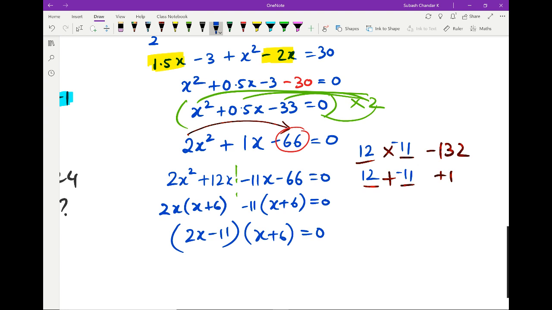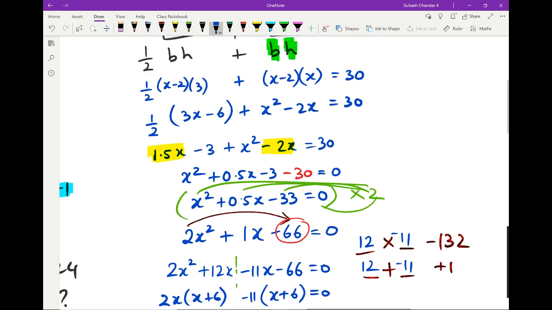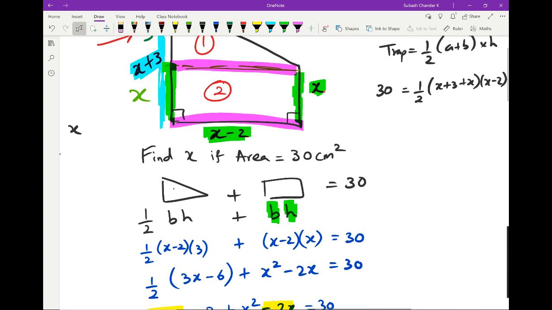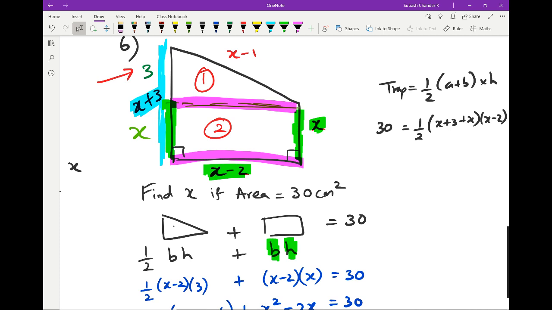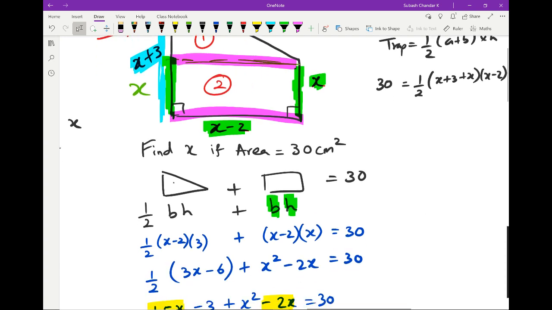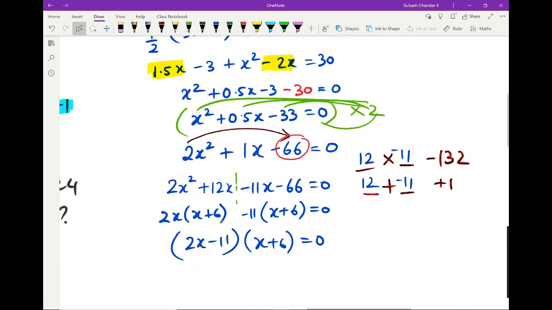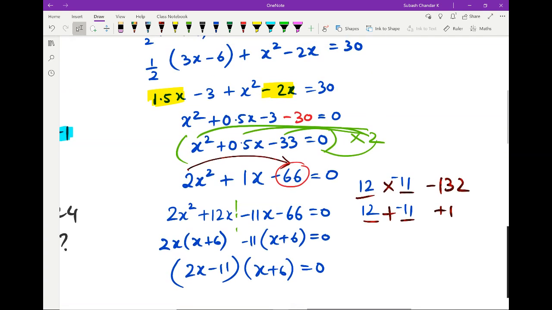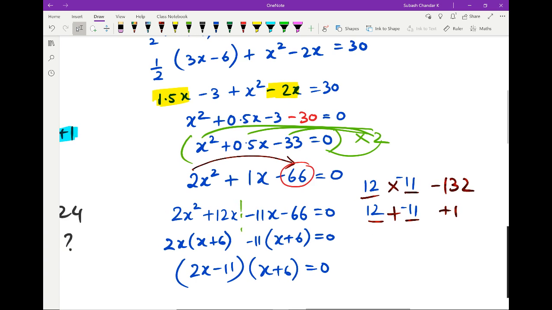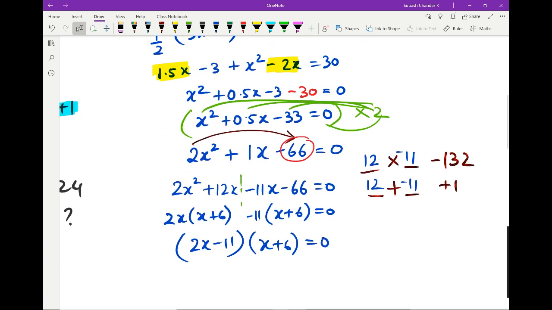Have I done this right? Because something doesn't feel right here. I know when I made this question I did a nice number, but this is not looking right. Where have I made a mistake? Have I made a mistake somewhere here? Minus 33, this all looks right. That's fine, let's keep going.